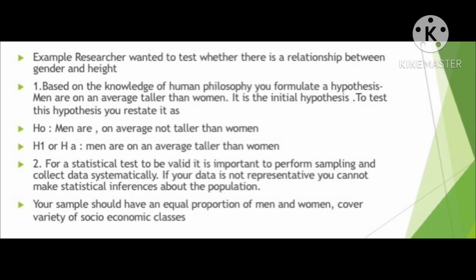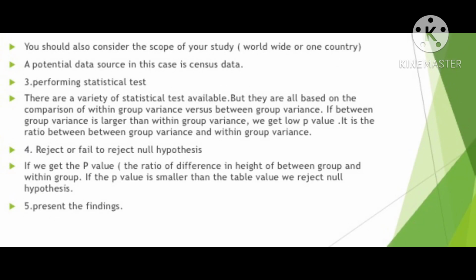So your sample should have an equal proportion of men and women and cover a variety of socio-economic classes. We have to collect the sample from different socio-economic classes. So we have to collect the sample in a systematic way. In this case, maybe census data we can use as a potential data source. The next step, we are performing the statistical test.